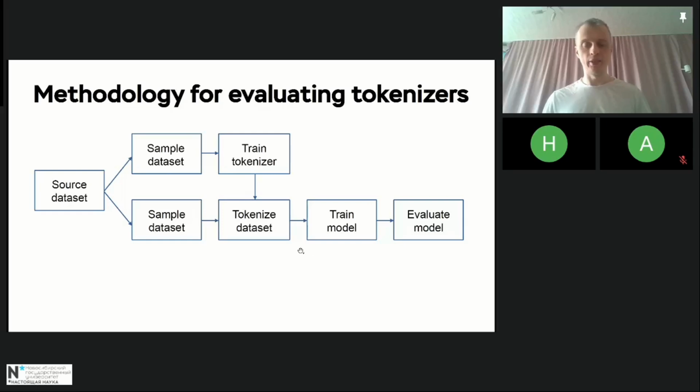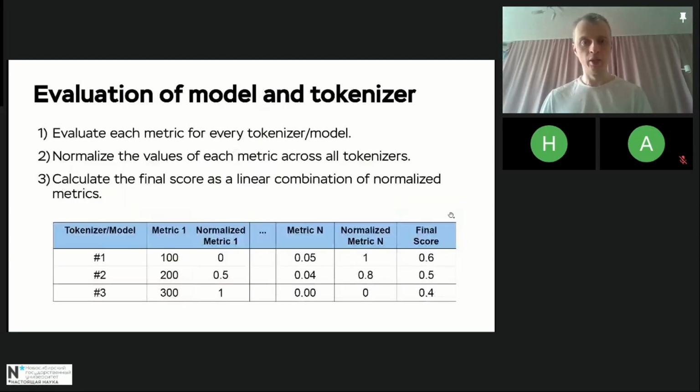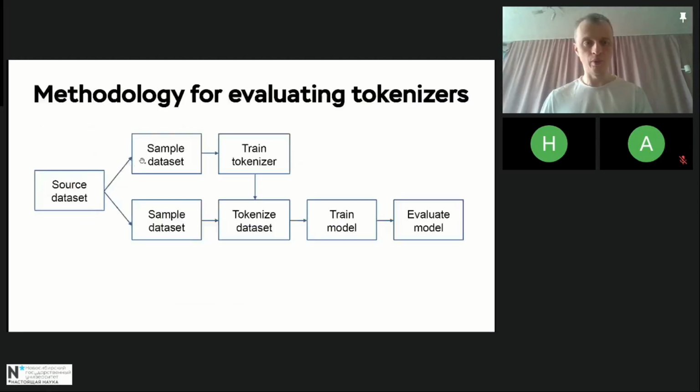No. Yes, you're right. This pipeline was designed to evaluate tokenizers. Actually, you can use it for evaluating models, but you do not need this pipeline. You maybe need only this table, which is a very simplified version of our methodology. So our methodology was designed to evaluate primarily tokenizers.